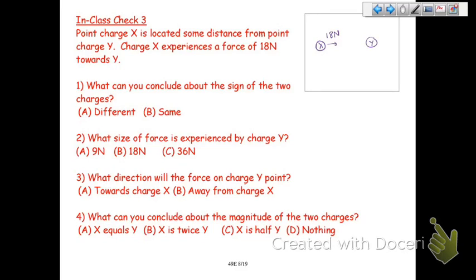Anybody? They've got to be different, haven't they? Because if they were the same, either two positives or two negatives, then they would be a repulsive force. So they must be different. That's at least what you can say.